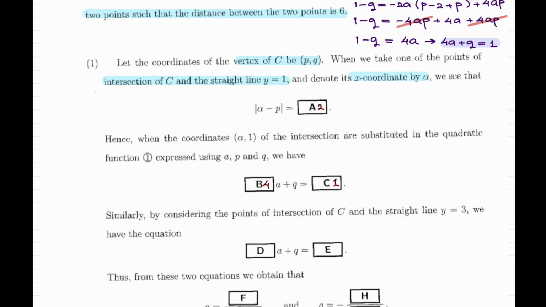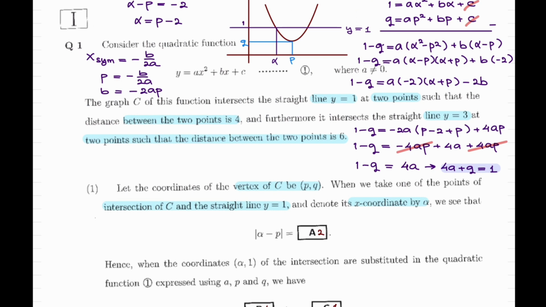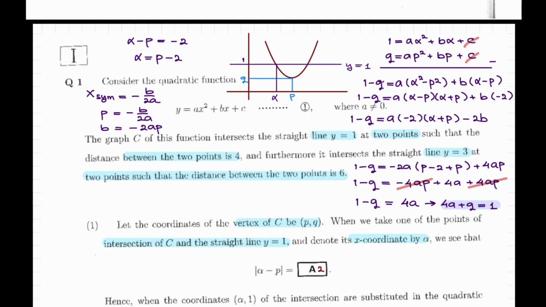the equation blah blah blah. Now you can use the same method, but you need to consider y equals 3. The question already tells us that when the straight line y equals 3 intersects with the graph, the distance between 2 points is 6.